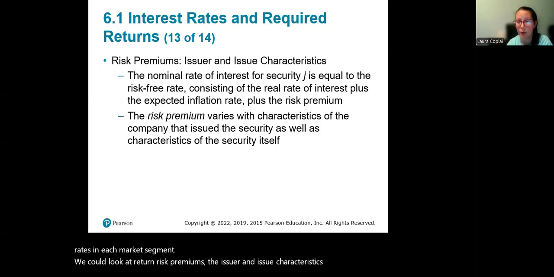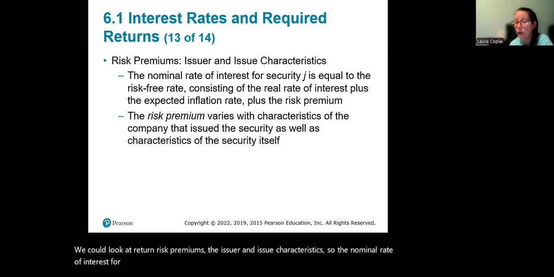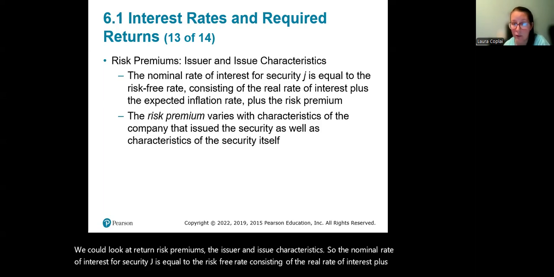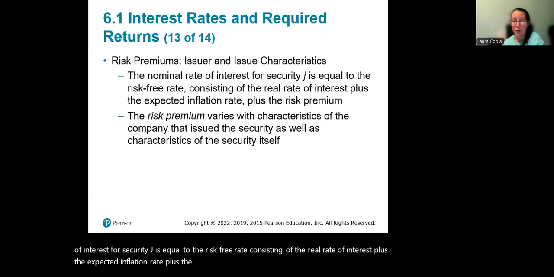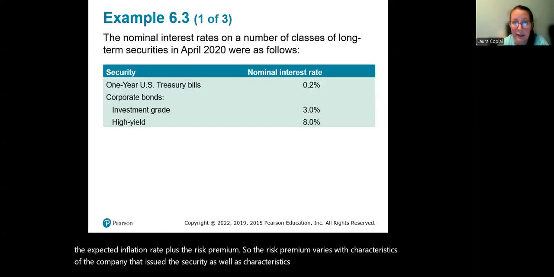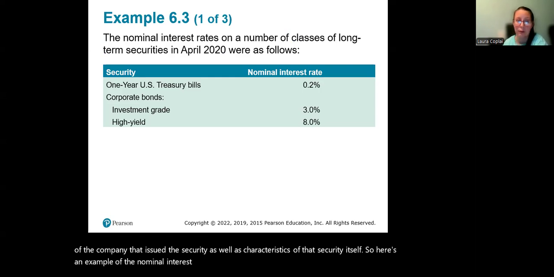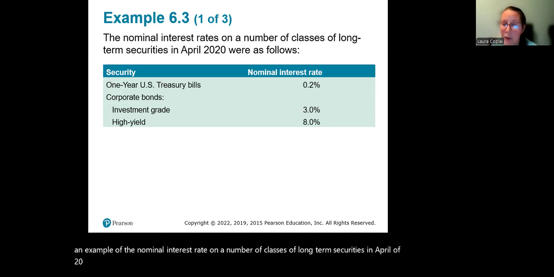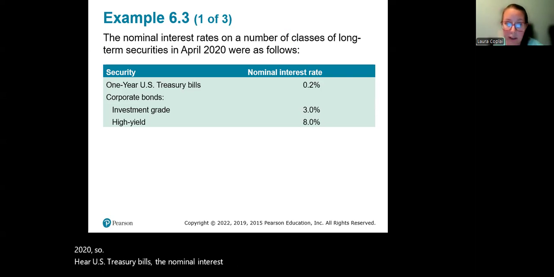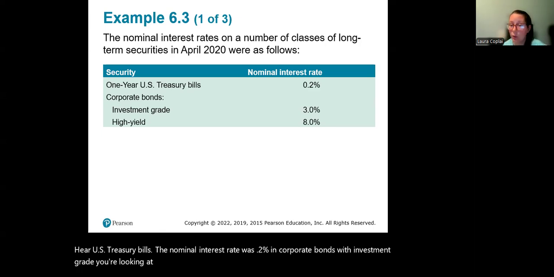So the nominal rate of interest for security J is equal to the risk-free rate, consisting of the real rate of interest plus the expected inflation rate, plus the risk premium. The risk premium varies with characteristics of the company that issued the security, as well as characteristics of the security itself. Here's an example of the nominal interest rate on a number of classes of long-term securities in April of 2020. For 1 year U.S. Treasury bills, the nominal interest rate was 0.2%. For corporate bonds with investment grade, you're looking at 3%, and high yields were at 8%.